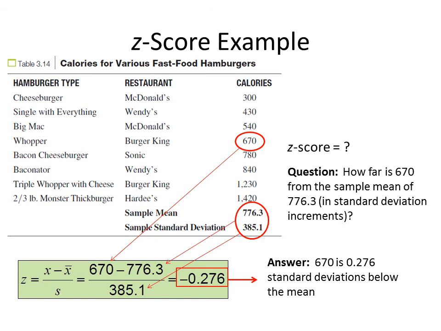So you can calculate z-scores for different restaurants here. For example, this is an example of a Burger King. The Burger King calories, subtracted by the overall mean calories, divided by the standard deviation of those calories, give you a z-score of negative 0.276. That means the Burger King is below the average, on the left side of it, by 0.276 standard deviations.